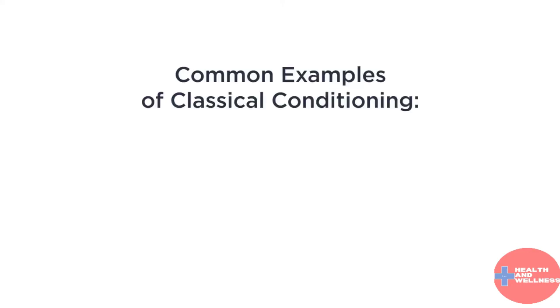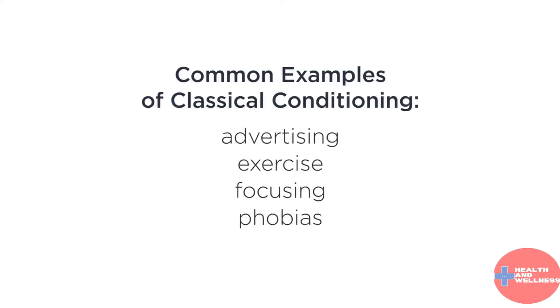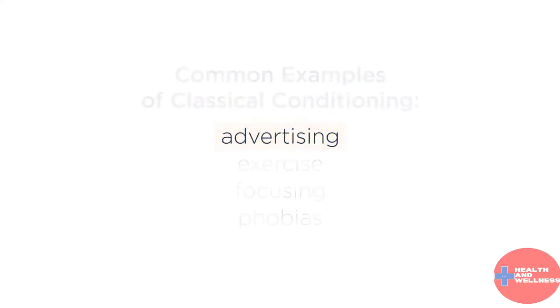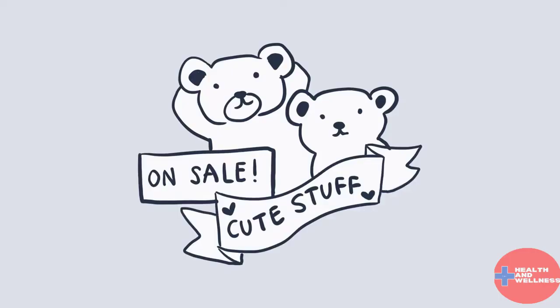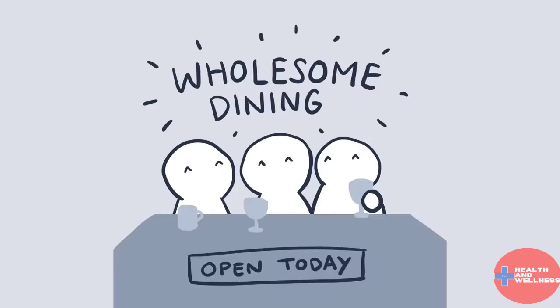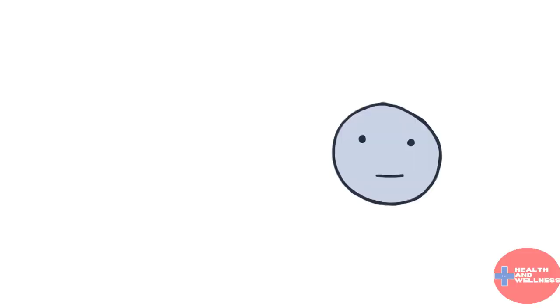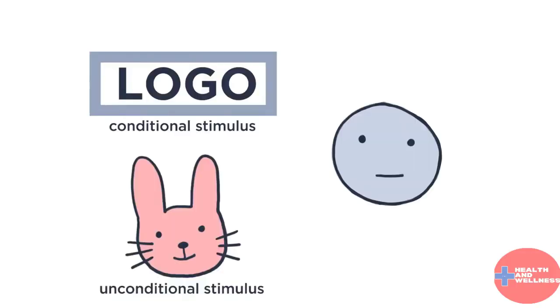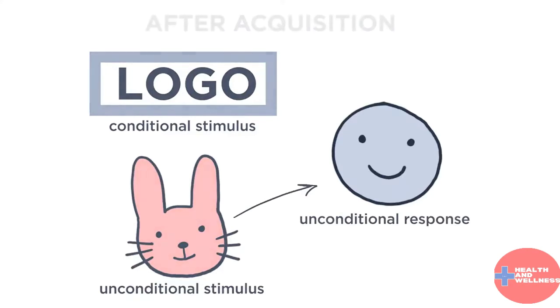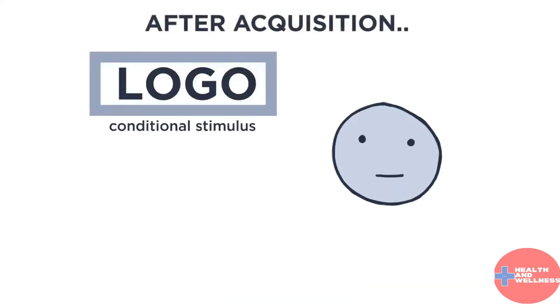With this model, let's look at some common examples of this phenomenon. For example, much of advertising depends on classical conditioning. Often ads are used to associate a company's logo with some desirable stimuli, be it cute, sexy, wholesome, or so on. For example, if you show a logo of a cute animal that makes you happy, after you undergo acquisition, the logo will also make you feel happy.